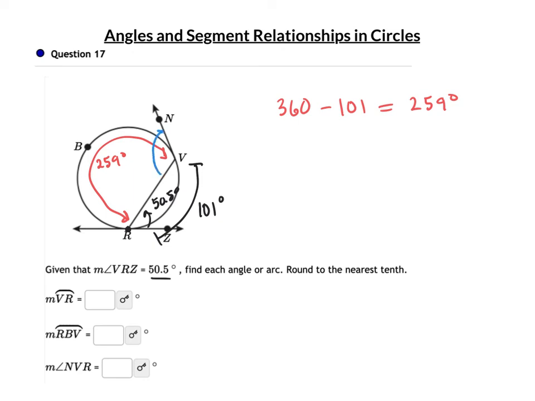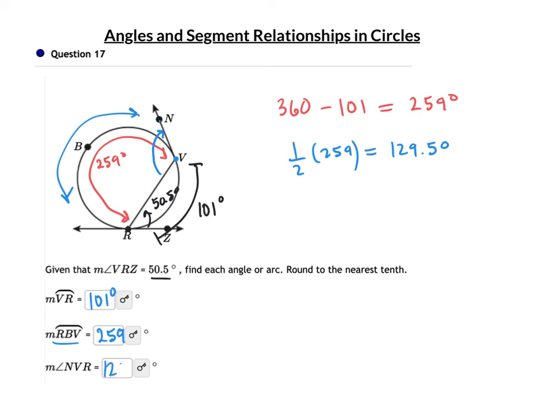This angle, that's a tangent again, and a chord, the angle is half of the arc. We're talking about that arc right there. Half of 259, or 259 divided by 2, which is 129.5 degrees. So the measure of VR, the arc, is 101. The major arc, RBV, was 259, and the measure of angle NVR was half of that arc. It was 129.5.